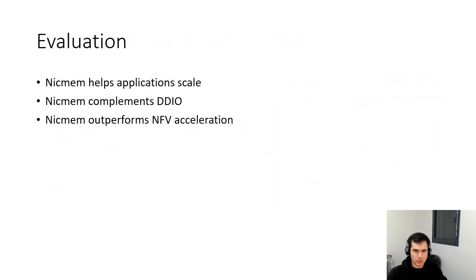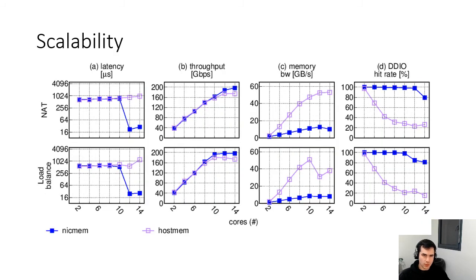In our evaluation, we showed that Nicmem helps applications scale, complements DDIO, and outperforms NFV acceleration. To evaluate scalability, we run the FastClick NAT and load balancer network functions. We load this with 200 gigabits per second and vary the number of cores.